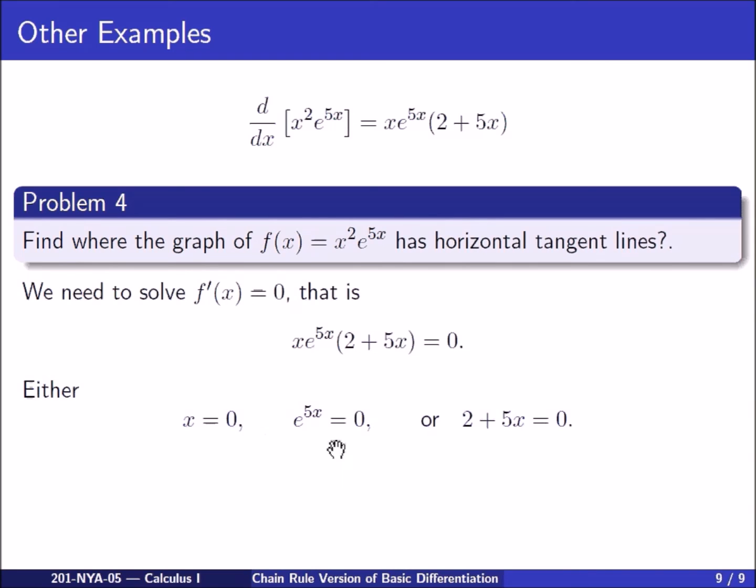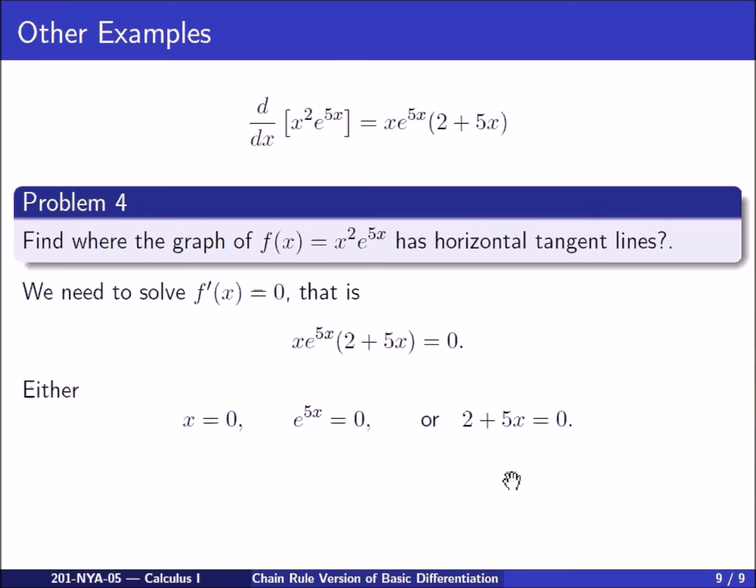For each of them, I need to solve the equation for x. So when is x equal to 0? Well, that's trivial. That's when x is 0. When is the exponential function e to the 5x equal to 0? Think about the graph of e to the 5x. Does it ever cross the x-axis? That would be where it could potentially be equal to 0. And if you think about it, it's actually never going to cross the x-axis. So this has no solution. There are no values of x that satisfy this.